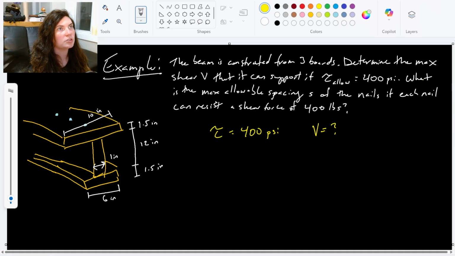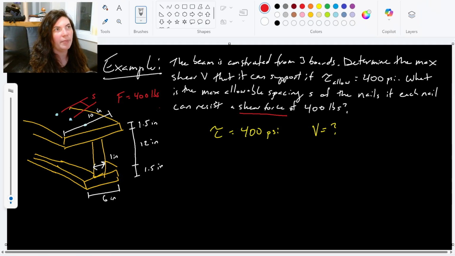And then our second portion says, what is the maximum allowable spacing s? So that would be the spacing between these nails here. What's the maximum allowable spacing s of the nails if each nail can resist a shear force of 400 pounds? So each nail being able to resist 400 pounds, that shear force that they're talking about here is the shear force for the nails. So that would be the F term that we've just talked about.